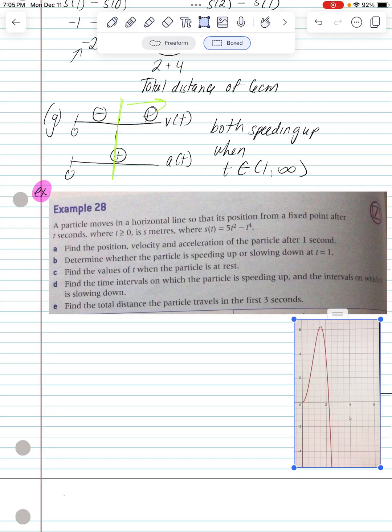Hello, so welcome back for the second example. This one is from the textbook. Similar problem, but just good practice.